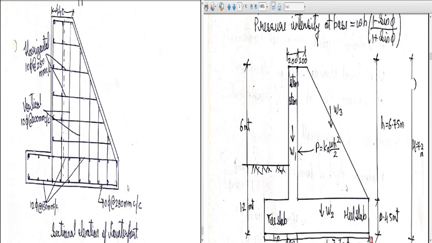So this completes the design of the counterfort retaining wall. In the next class, we will see the next design.